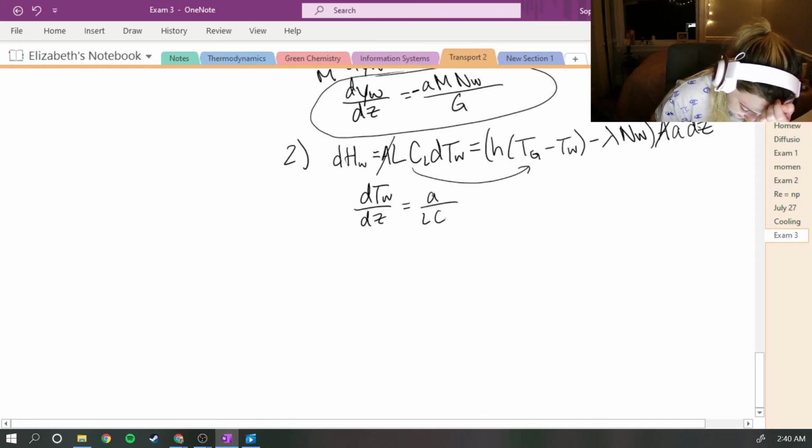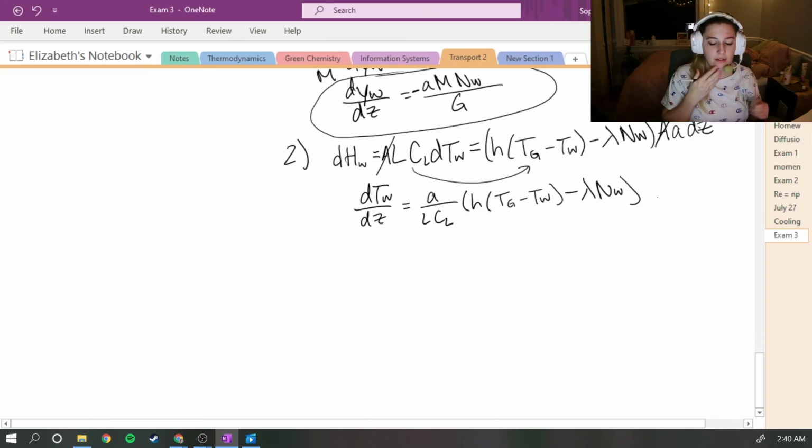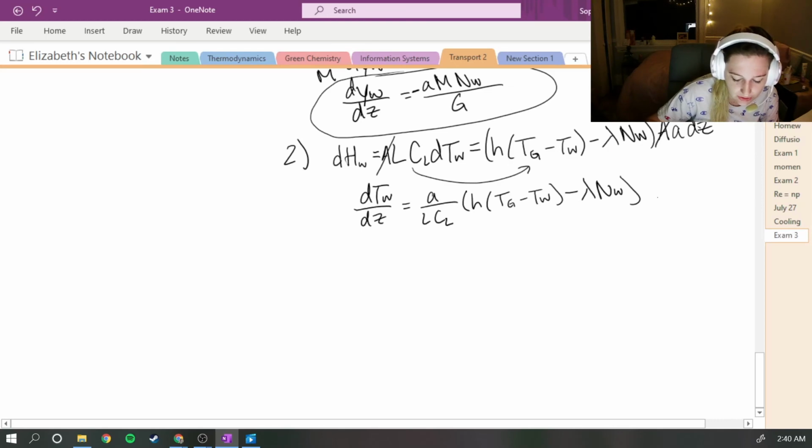Over LCL times, I think I was stuck on how I was formatting it when I was practicing this, but it's going to look like this, and equal to C. Alright, so that's the simplified form when we get it down to the change in temperature of the water throughout the cooling tower.